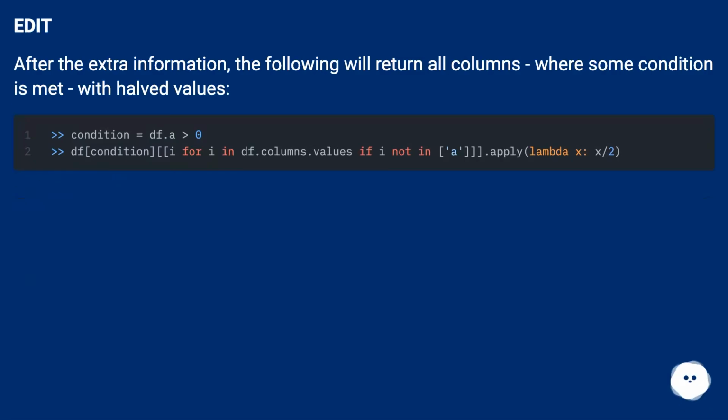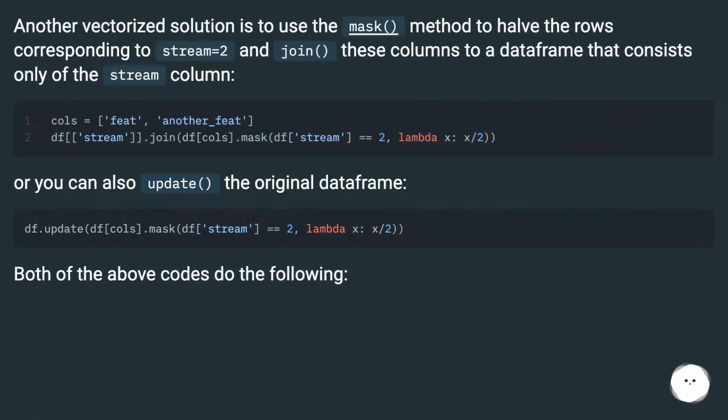Edit. After the extra information, the following will return all columns where some condition is met with halved values. Another vectorized solution is to use the mask method to halve the rows corresponding to stream equals 2 and join these columns to a data frame that consists only of the stream column. Or you can also update the original data frame.